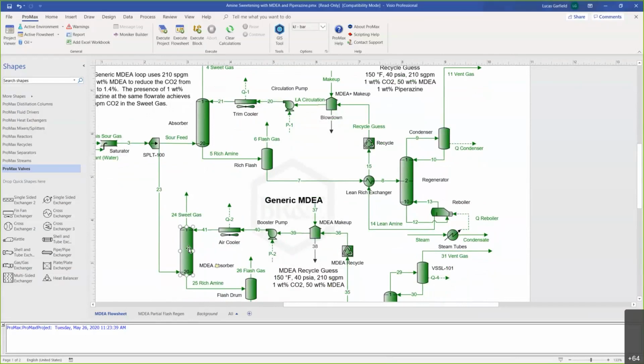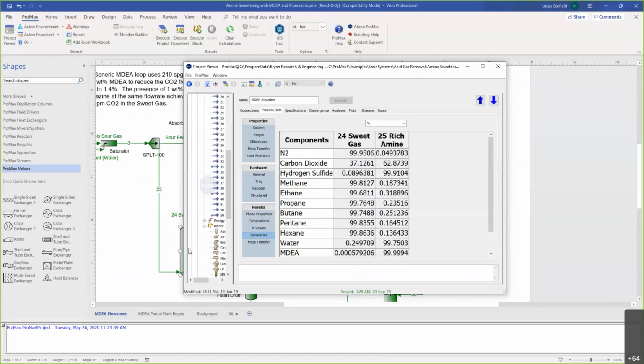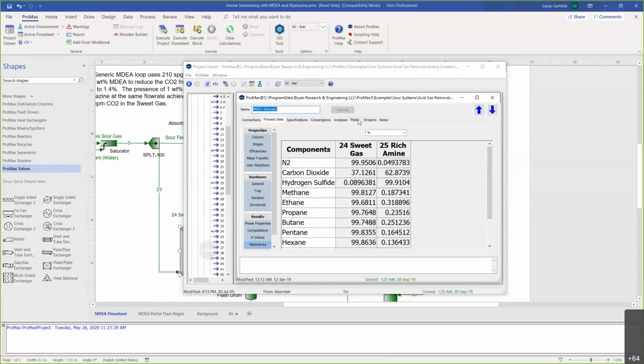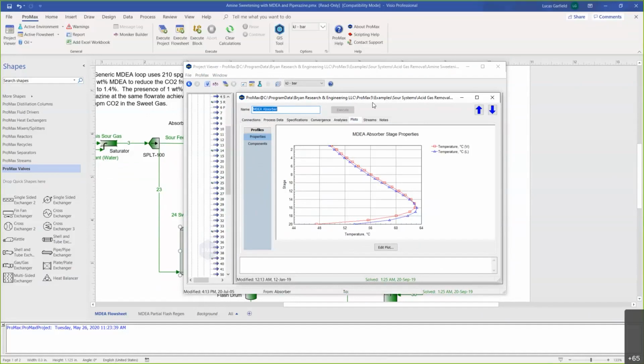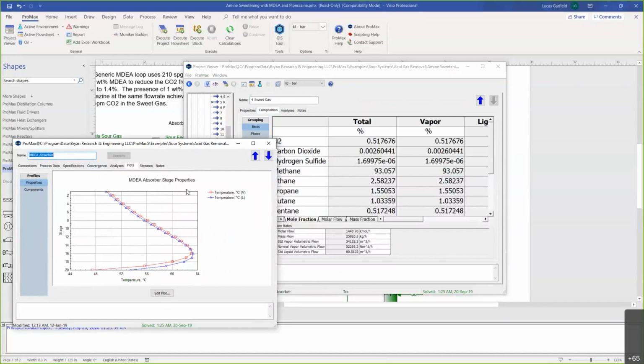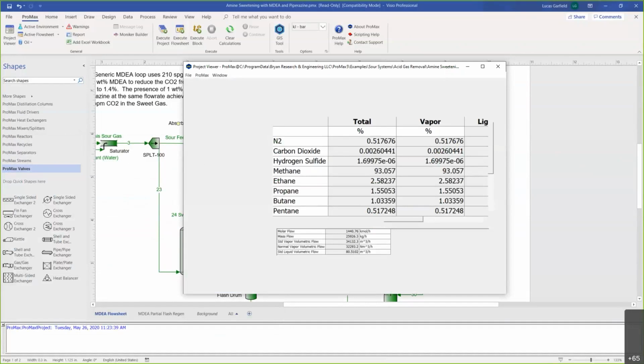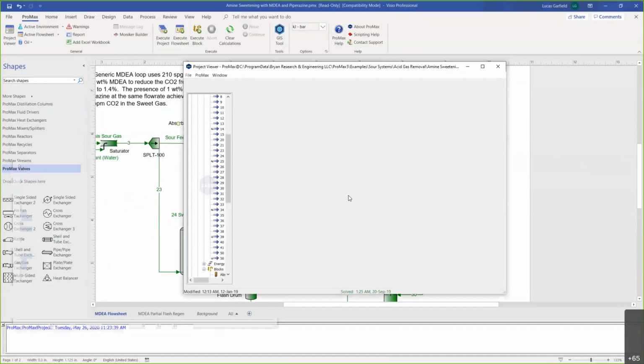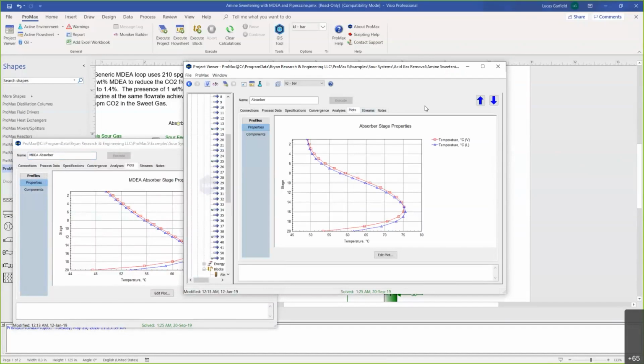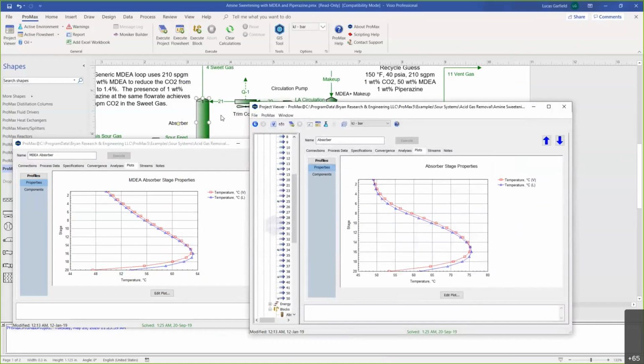If I open the MDEA absorber here, I'll show you guys a trick. There's a nice feature I like. If I click up here on window, I can click pop-up active view. And that gives me a copy of the project viewer. That's going to let me put these two plots side by side. So here I've got the temperature profile for the pure MDEA absorber. And then let me also open the temperature plot for the absorber with piperazine.